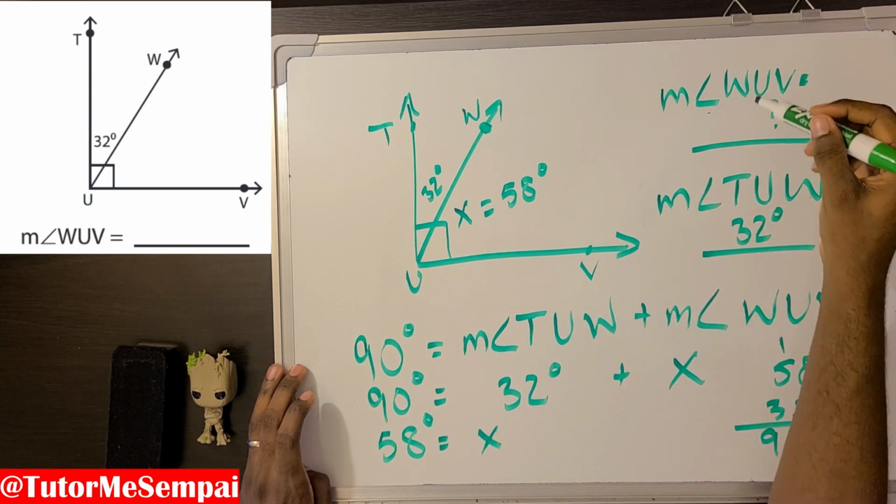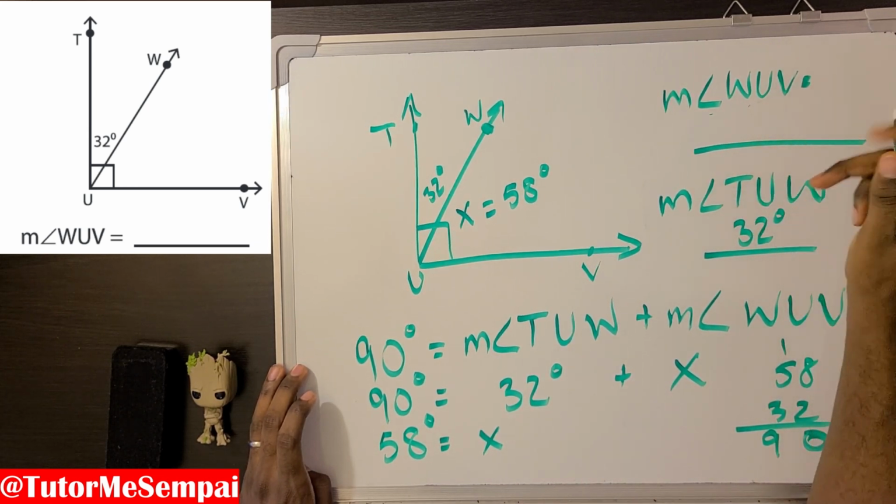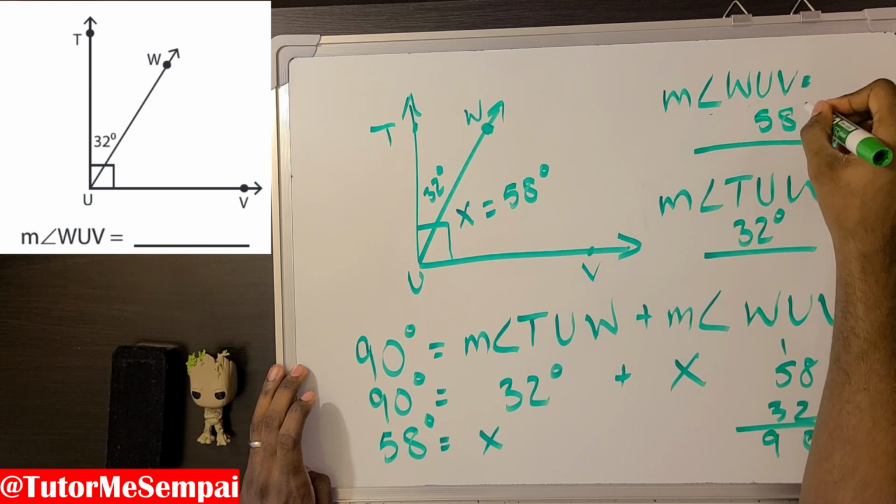X, or in this case, WUV, is 58 degrees. So that concludes another session of Tutor Me Senpai. Today, once again, we visited 7th grade to tackle complementary angles. Now, if you've seen my last video on supplementary angles, you notice that they were very similar. The only difference is supplementary looks at 180 degrees, but complementary looks at 90 degrees. You do the same steps. You add two angles, and whatever they equal has to be 90 for complementary angles and 180 for supplementary angles.